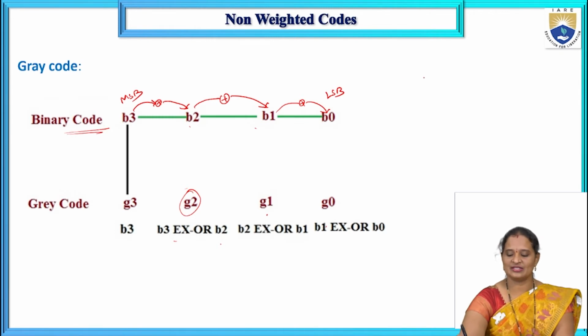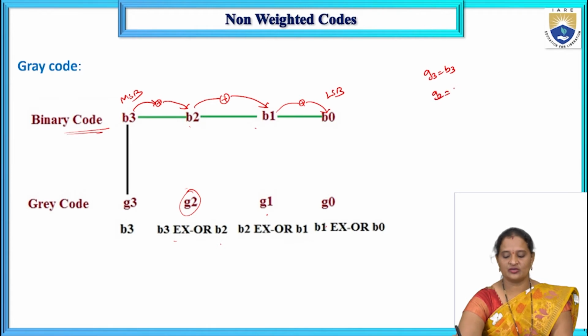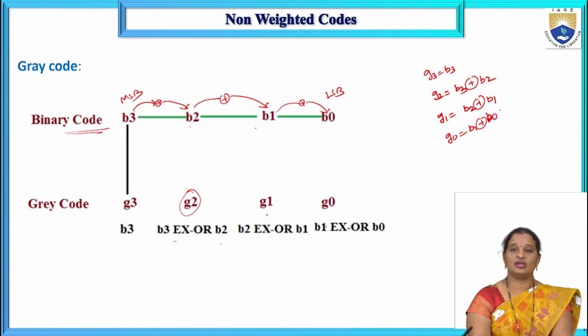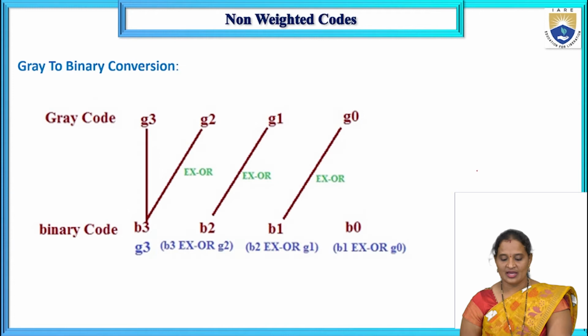So that means I can simply write G3 is equal to B3, G2 is equal to B3 XOR B2, G1 is equal to B2 XOR B1, and G0 is equal to B1 XOR B0. Where B0 to B3 are the binary code and the equivalent gray code will be G3, G2, G1, G0. This is the equivalent gray code. So, this can be performed by using XOR gates.